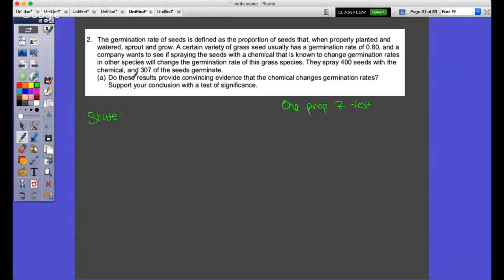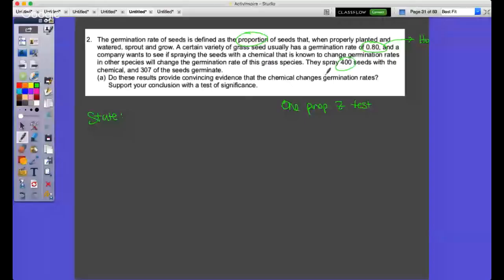First off, it says: the germination rate of seeds is defined as the proportion, heads up, proportion world, that when properly planted and watered, sprout and grow. A certain variety of grass seed usually has a germination rate of 0.80. Probably going to be my null here. We'll keep reading though. A company wants to see if spraying the seeds with a chemical that is known to change germination rates will change the germination rates of this grass species. They spray 400 seeds with a chemical, sample size.